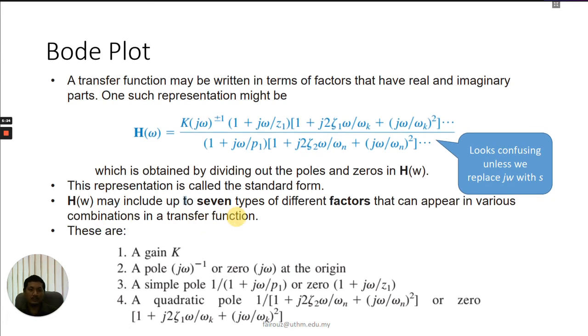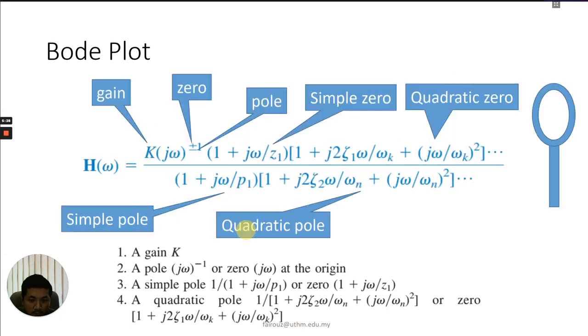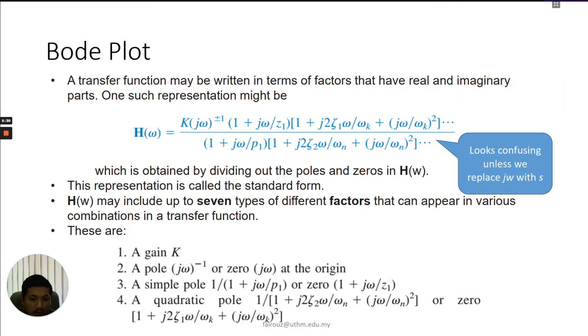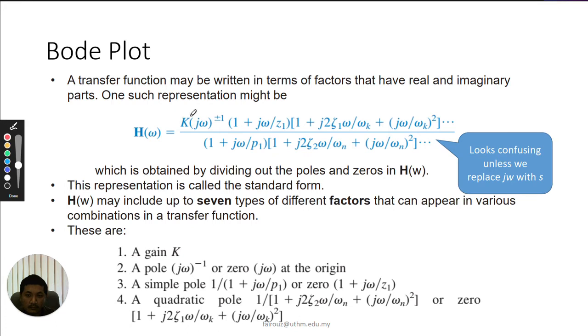We'll look at them later. Sorry, we have the factors here, 7 types of different factors. The first factor is the gain K. K is the gain. This is the first factor, which is called gain.